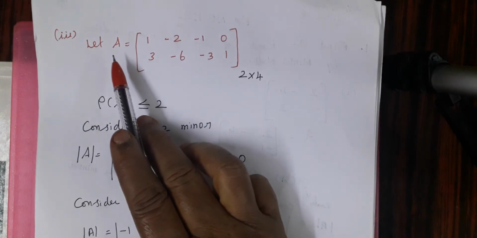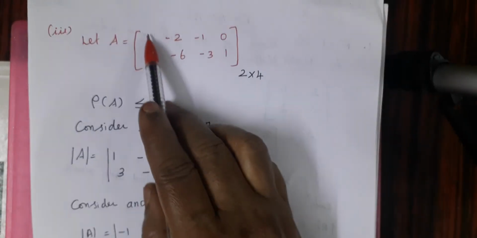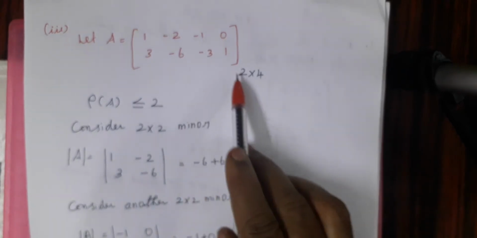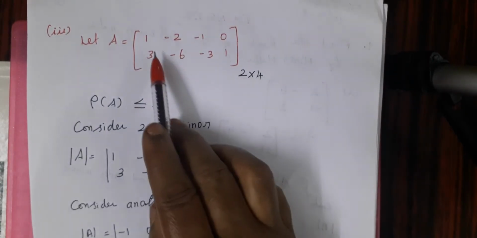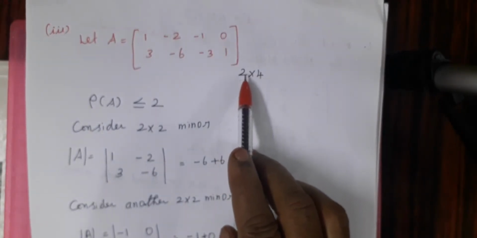First part, see the third subdivision. Now let the question be taken as A. A is 1, minus 2, minus 1, 0, 3, minus 6, minus 3, 1. How many rows? First row, second row, therefore 2 rows. How many columns? C1, C2, C3, C4, so 4. So what is the order of the matrix? A 2 by 4 matrix: 2 rows, 4 columns. Which is the smallest number? 2. Therefore, easily we understand the rank is either 2 or less than or equal to 2.